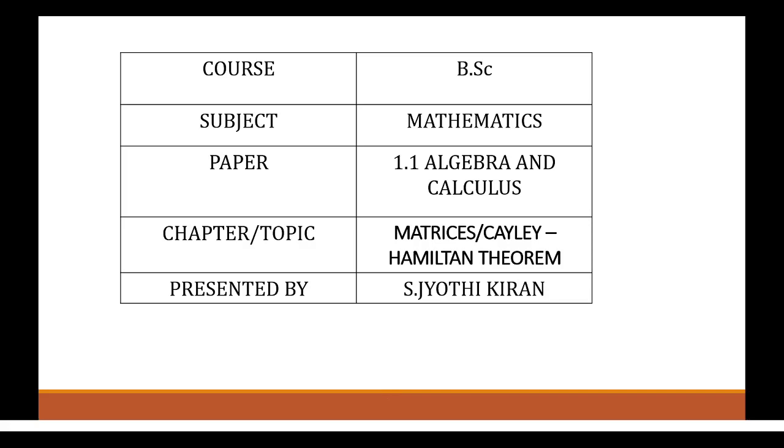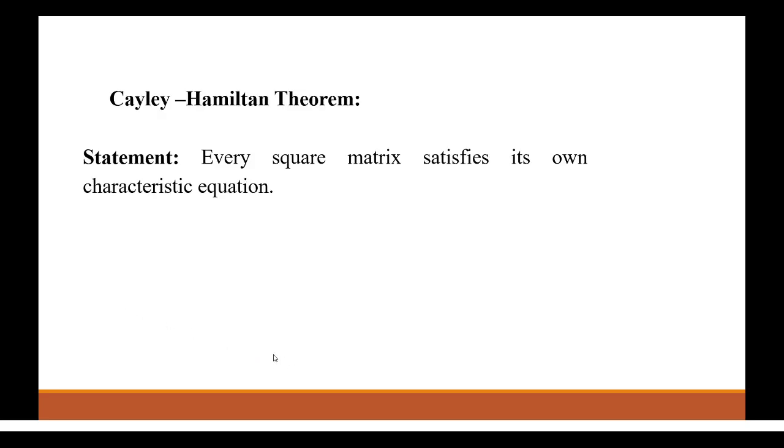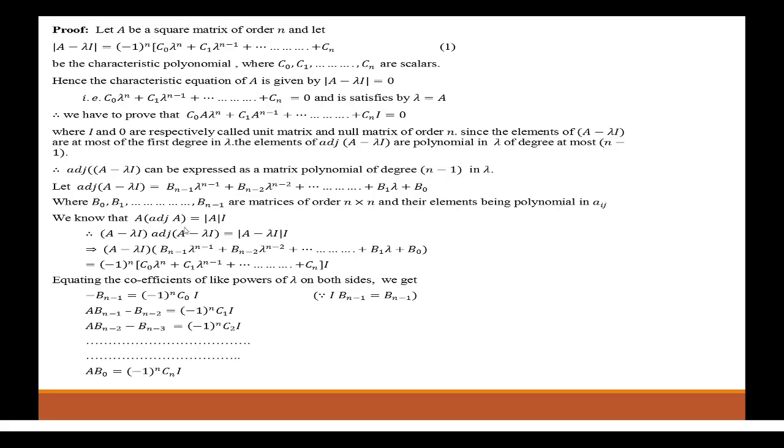Today I am going to explain the Cayley-Hamilton theorem, one of the important theorems. The statement of the theorem is: every square matrix satisfies its own characteristic equation. Let us see the proof of the theorem.